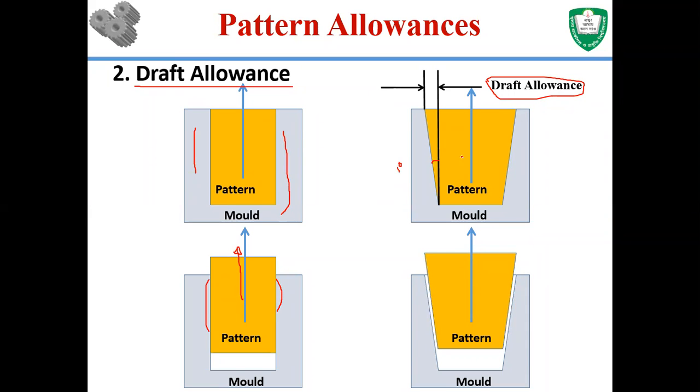Yes, sir. And to remove the pattern, if you do it like this on the vertical edges, the pattern will always be in contact with the sand, and there is a possibility of breakage on the sides. Friction occurs, as well as a possibility of breaking the edges. But when you allow the draft allowance, then if you lift it a little bit, all sides get disconnected. It will be much easier to remove the pattern, and it will not harm the cavity.